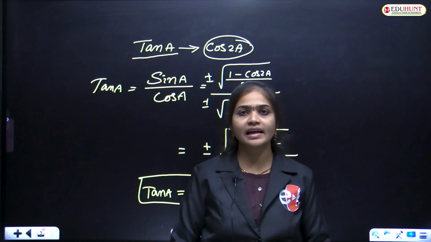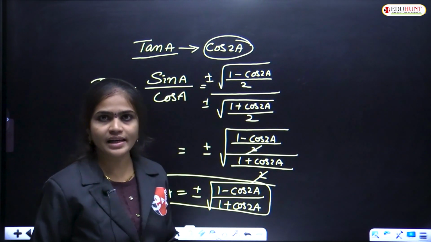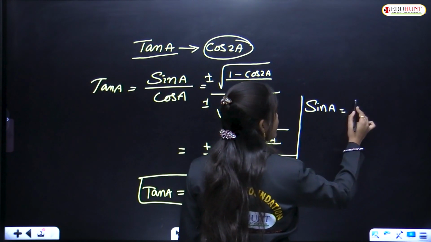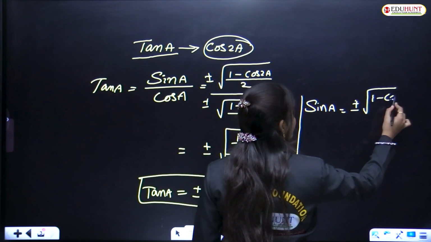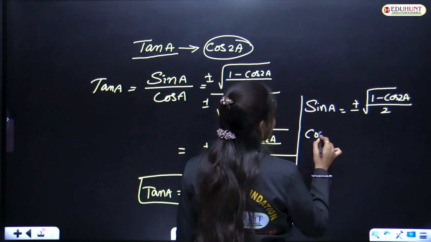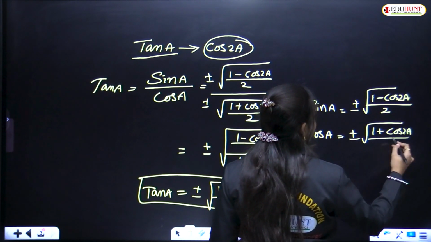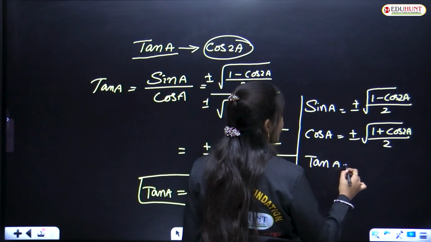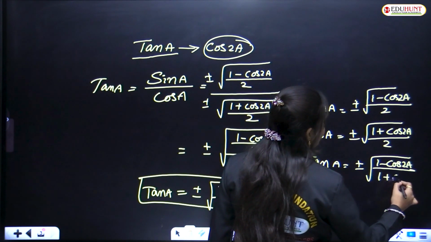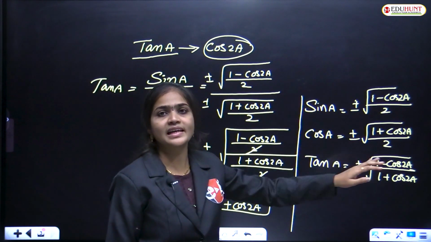Understand? So here these three are the trigonometric ratios of angle a in terms of cos 2a. Once again I am writing all the formulas. Sin a in terms of cos 2a is plus or minus square root of (1 minus cos 2a) by 2. And cos a is plus or minus square root of (1 plus cos 2a) by 2. And tan a is plus or minus square root of (1 minus cos 2a) by (1 plus cos 2a). Okay, children, these three are the trigonometric ratio formulas in terms of cos 2a.